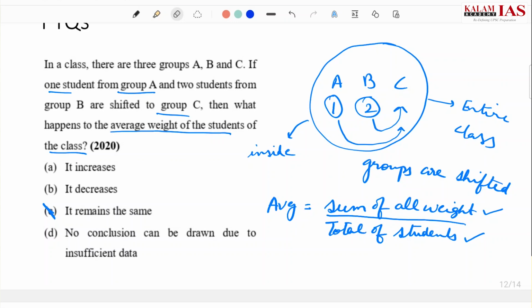There was no need to apply any formulas, we just had to apply the basic concept of average and visualize what is actually happening. The main thing was understanding everything is happening in this classroom and no student is going inside or outside the classroom. So that's all we had to focus on and we can arrive at our answer.